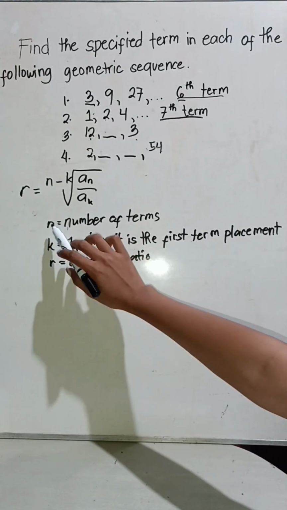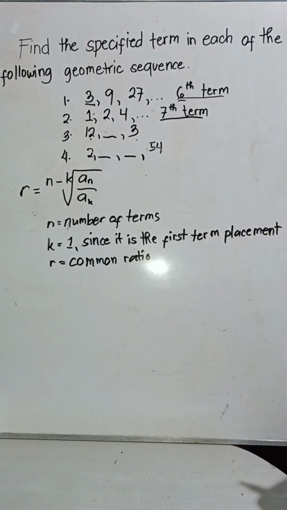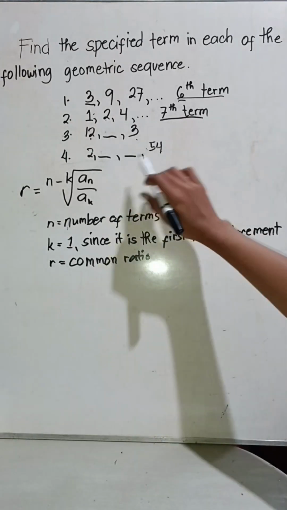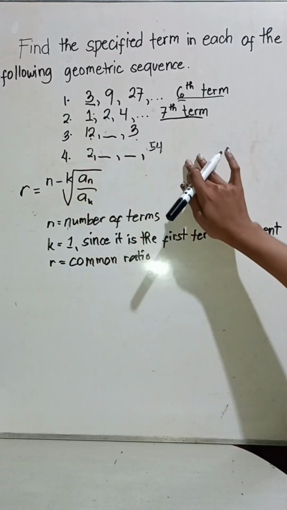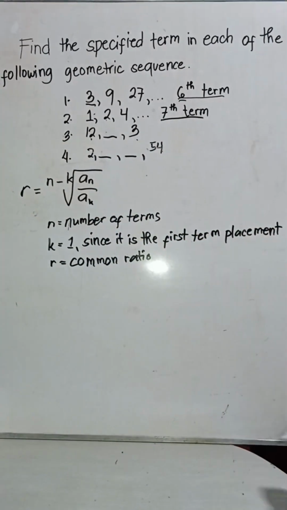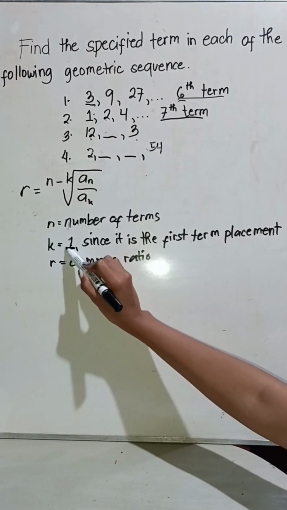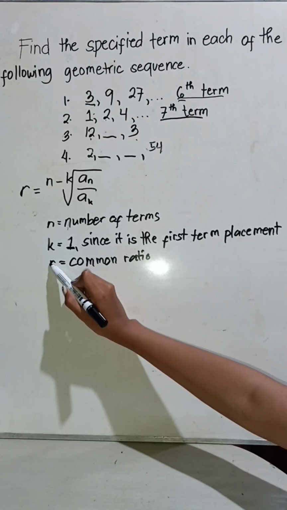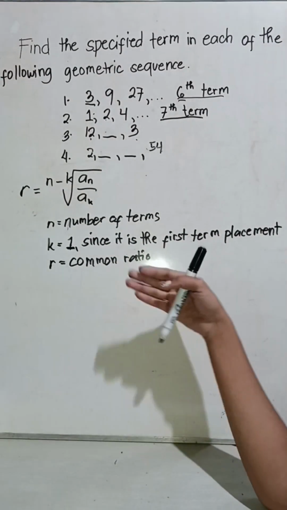N is the number of terms. First, second, third, fourth. Right? That is the number of terms in our sequence. Like this one, earlier we had 4 terms, so we put 4 in N, because there are 4 terms. The K here is equal to 1. The R is still the same as in the previous lessons, which is the common ratio.